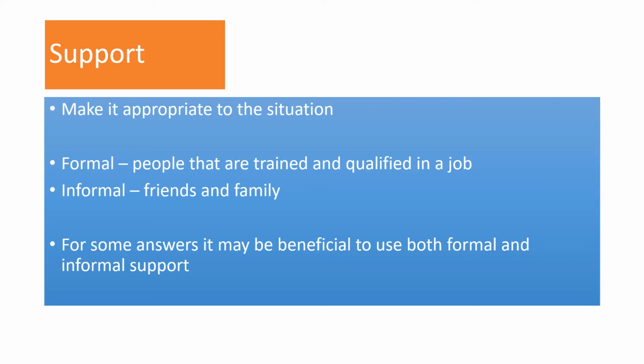So like I've just mentioned before, the type of support that you must talk about in this question has got to be appropriate to the situation. If you've got someone that is, say for example, underweight, you're not going to send them to Weight Watchers. That's not appropriate. You need to think about who could be there to help them. Remember, formal people are people that are trained and qualified in a job, and informal support are friends and family. For some answers, you could use both.